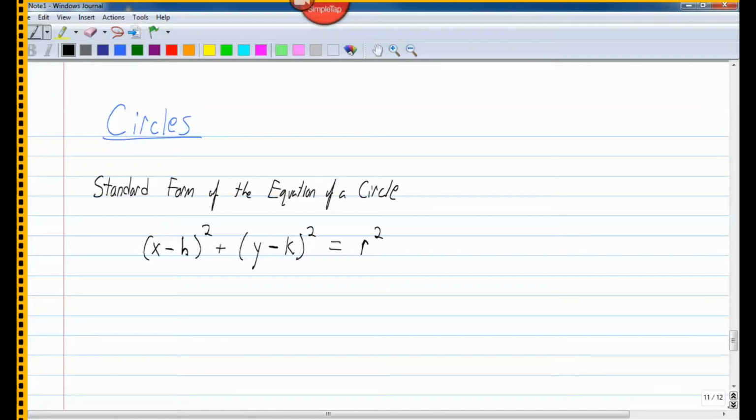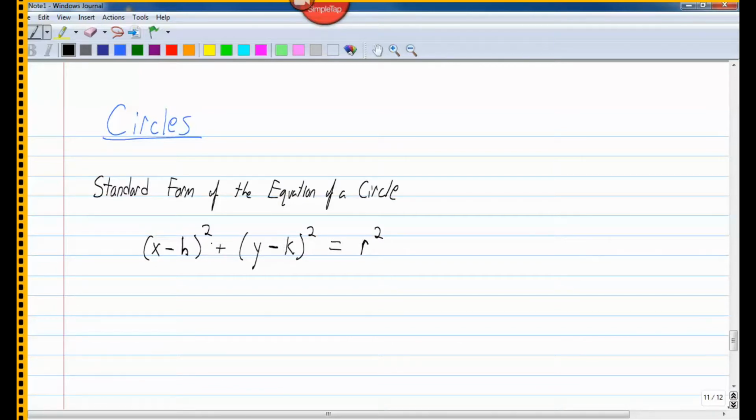Now, from the standard form of the equation of a circle, if we're either given it in that form, or if we're given some of the good circle information that we need in order to graph a circle, if you have it in this form, this is the best. And in this form, notice there's a minus right here. There's a minus right here.